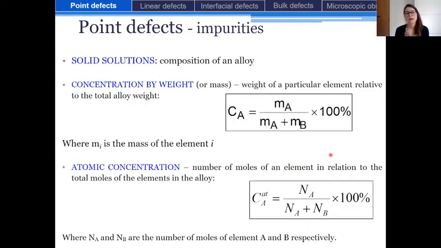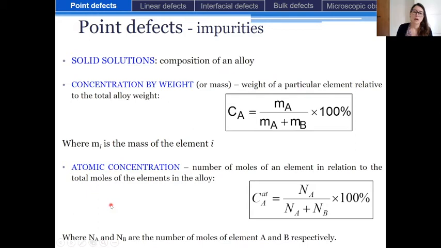So finally, when we are talking about solid solutions, as we saw, it is very important to define the composition of the alloy. And there are different ways to express this composition. So the first one, we express it as a concentration by weight, which is the weight of a particular element relative to the total alloy weight. So it is calculated in that case for the concentration by weight of A as the weight of A divided by the weight of all the different elements in the alloy. And it is expressed in percent.